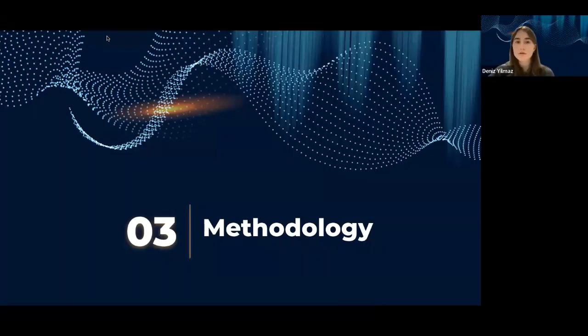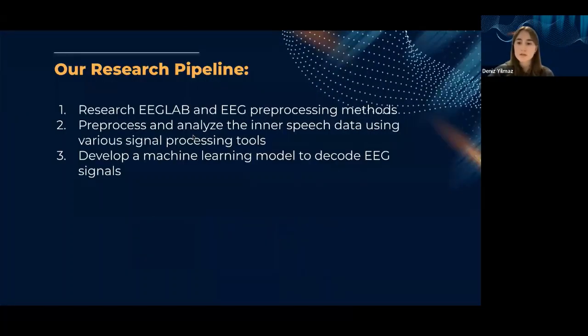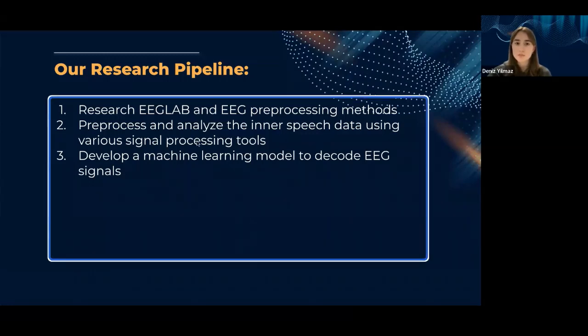All right, so now I'll be going over the methodology of our research. We distilled the different stages of our research into 4 steps. First, we researched EEGLAB and different EEG preprocessing tools. Next, we preprocess and analyze the inner speech data. And finally, we plan to develop a machine learning model to decode EEG signals.